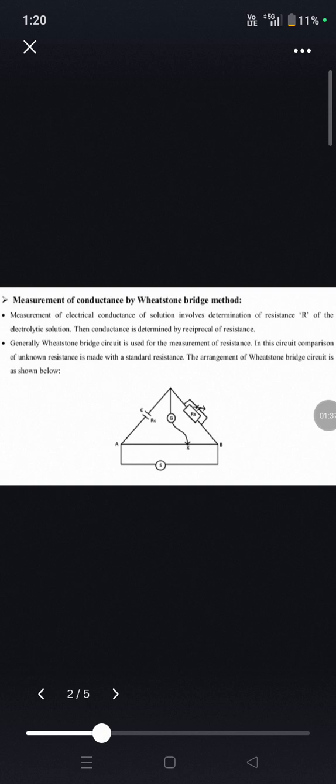So conductivity cell C is connected to point A of wire AB and variable resistance Rs is connected to point B of wire AB. Source of AC is also attached to both ends of wire AB. Then, according to the Wheatstone bridge principle, the ratio of resistances in the arms of the meter bridge are equal. Since Rs is known and AX and BX can be determined through the experiment, the resistance of the cell Rc can be calculated. Reciprocal of Rc gives the conductance of the experimental solution.